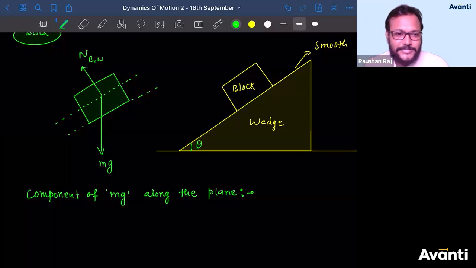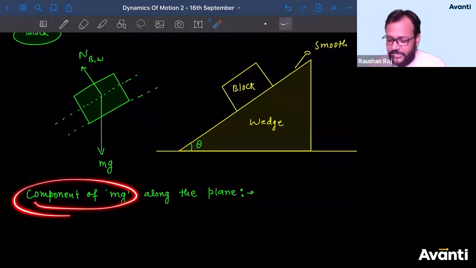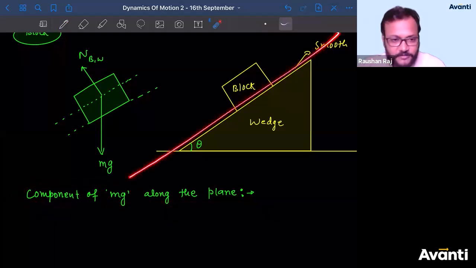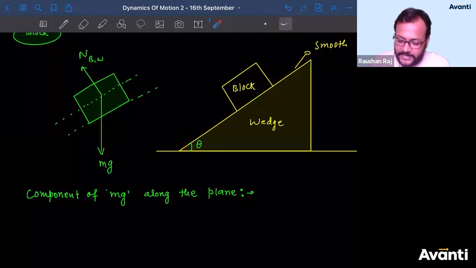Meghna is saying mg cos theta. Incorrect. Abhishek, wrong. Correct, Jhansi. Look, it is a simple thing. I am asking you what is the component of mg along the plane. So along the direction of the plane, what is the component of mg? For that, I need to find the angle made by mg with the plane. Tell me, guys, what is the angle made or subtended by mg with the plane? Tell me, quickly.